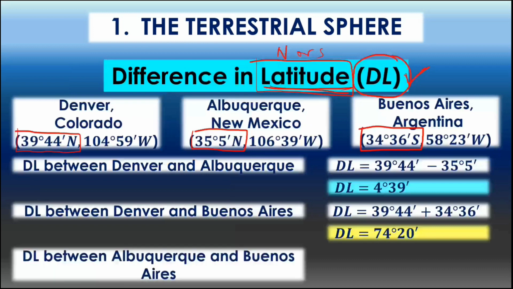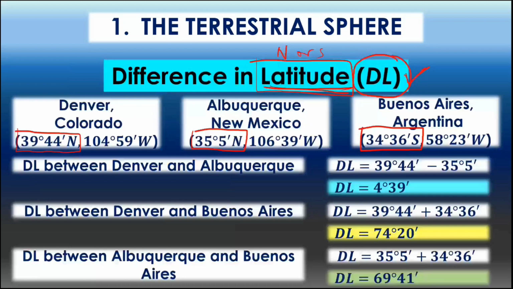Next, how about the difference in latitude between Albuquerque and Buenos Aires? So again, you take a look at whether Albuquerque is in north or south. It is on the north, and then Buenos Aires is on the south. Well, we do have different hemispheres. So simply, we're just gonna add for the difference in latitude. So adding, it is 69 degrees and 41 minutes.